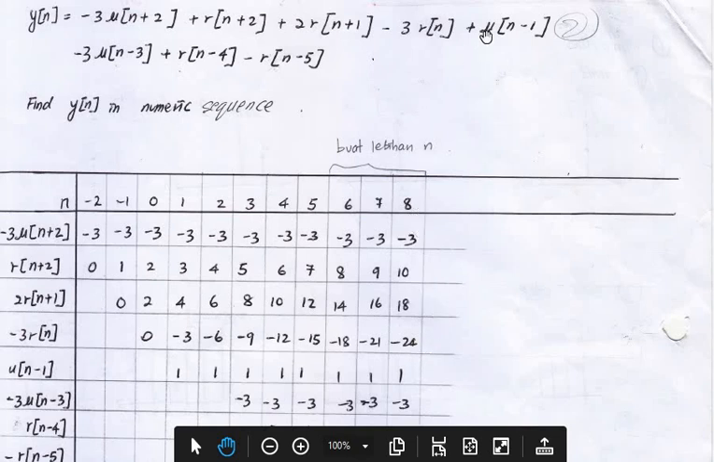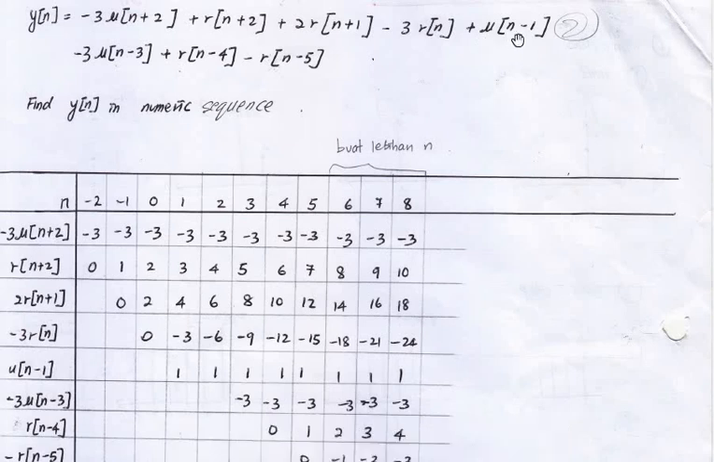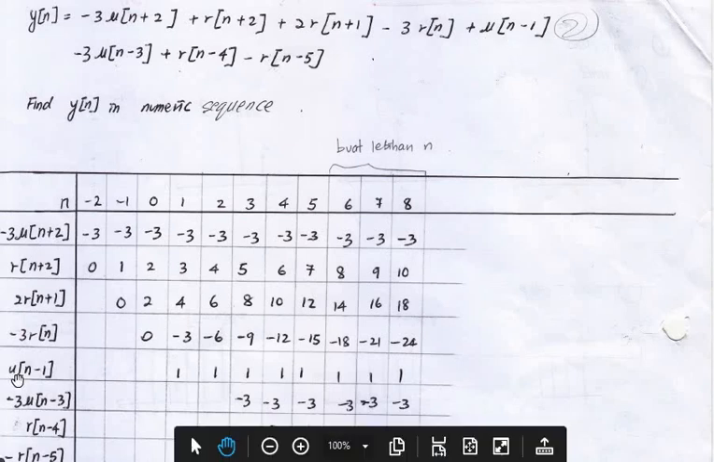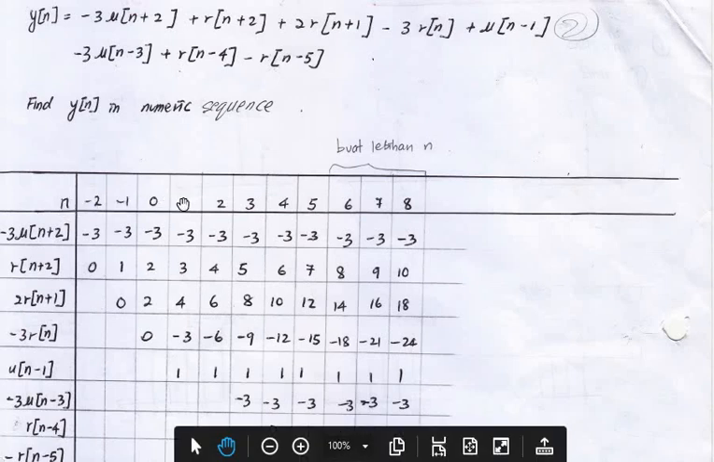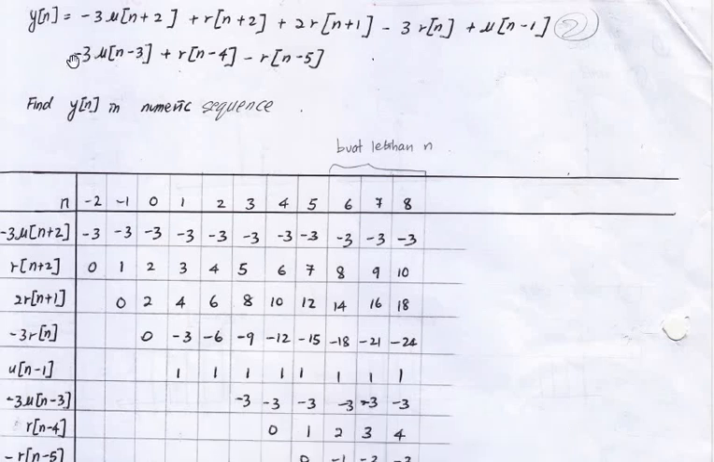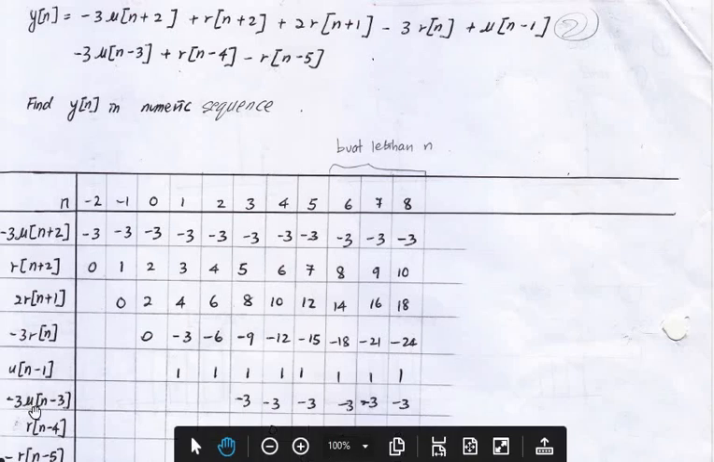And then the next signal is u[n-1]. u is a unit step function, amplitude is 1 and starting from n equals 1. So starting from n equals 1 here, the amplitudes are all 1. And then the next signal is -3u[n-3]. The amplitude is -3, starting from n equals 3. Starting from n equals 3, the amplitudes are all -3.